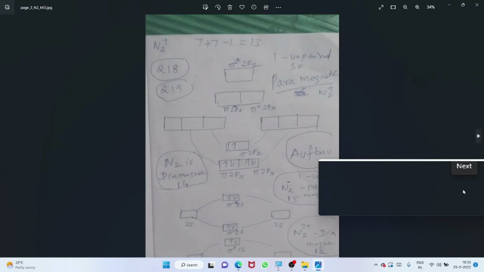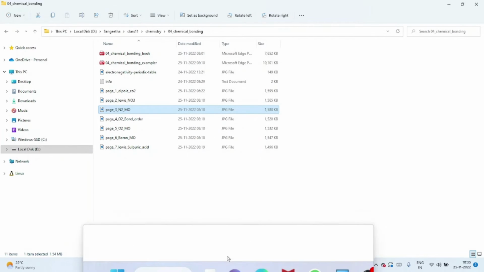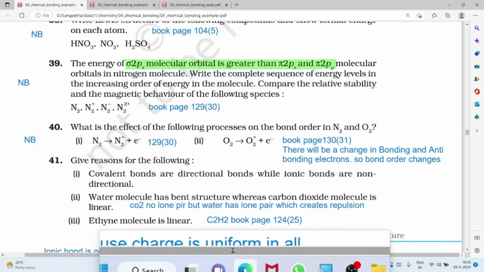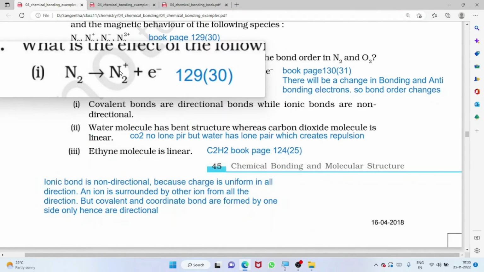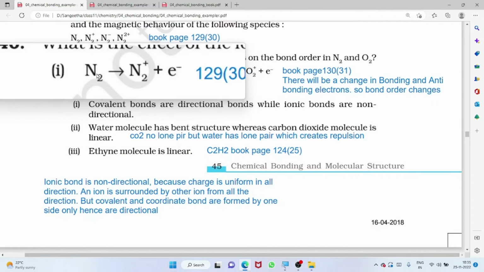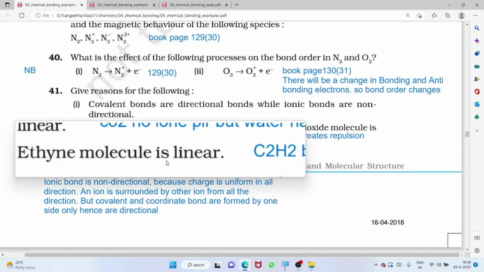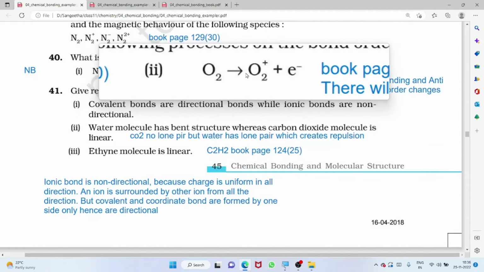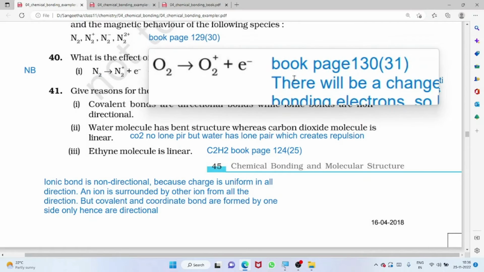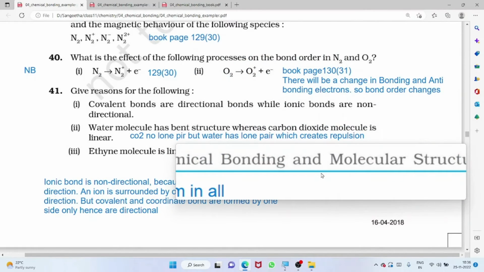You can do the same for N2 minus also. Here we are removing one from the 14 electrons, so N2 plus will have only 13 electrons. You have to draw this structure. For oxygen, 16 electrons means it will have 15 electrons. Then draw the molecular orbital structure, and then you have to find the bond order.